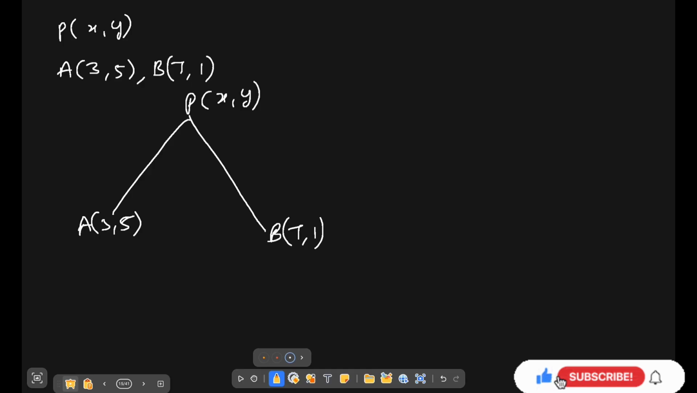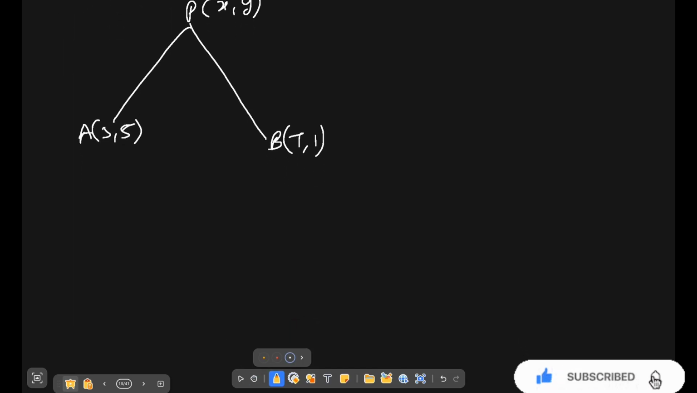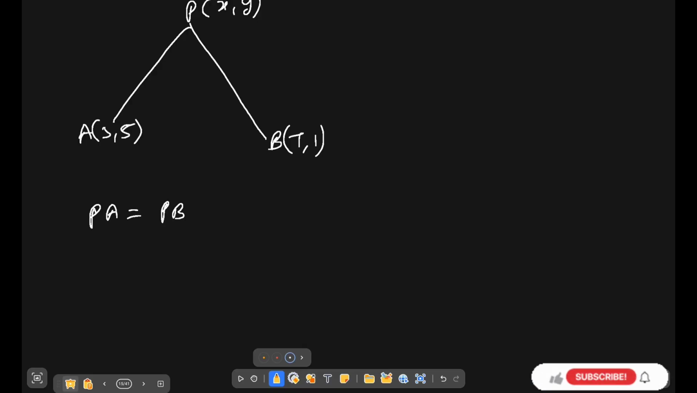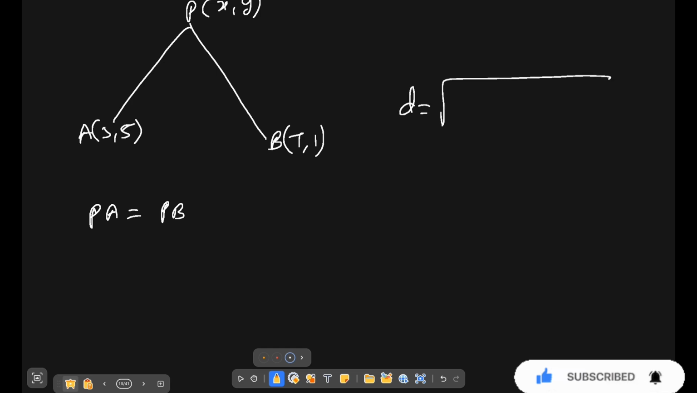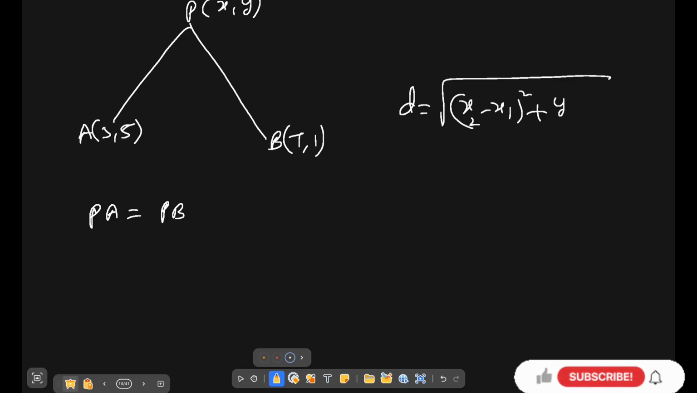So that means when P is equal distance from A and B, now we know that PA distance will be equal to PB distance. So let's find the distance between P and A, P and B. So what is the formula? Distance formula. The distance formula is under root of (x2 minus x1) whole square plus (y2 minus y1) whole square.